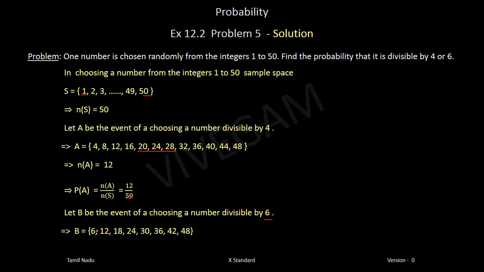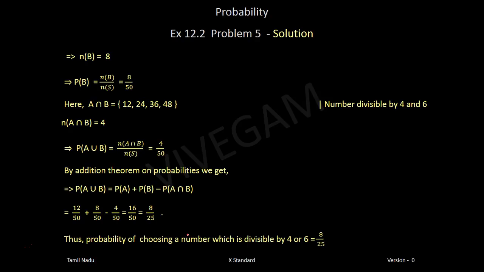Okay. So how many entries are there? 1, 2, 3, 4, 5, 6, 7, 8 entries are there. So probability of B is n of B divided by n of S, that is 8 by 50. Now you will have to find probability of A intersection B. So for that you have to find what are the outcomes which are common to both A and B.